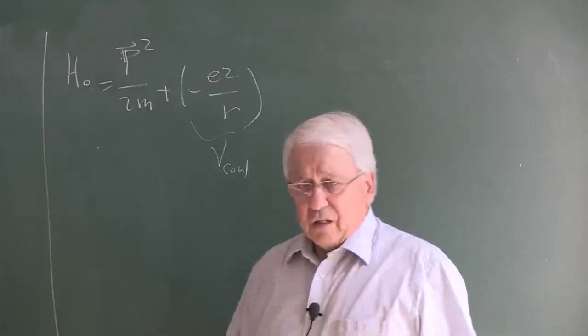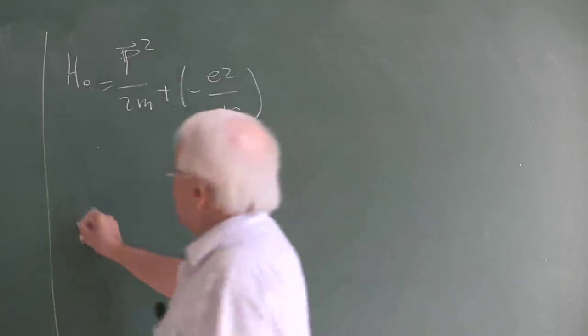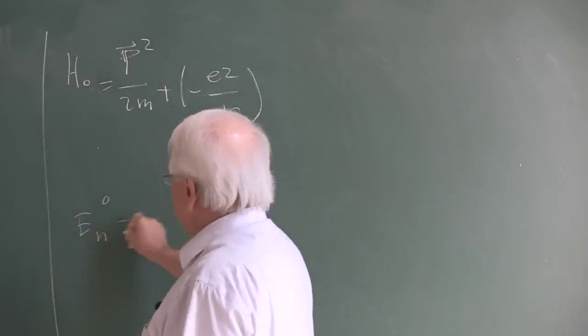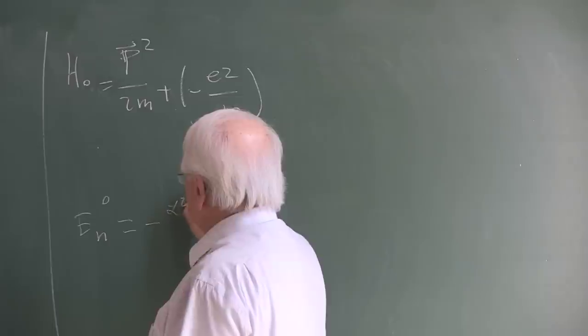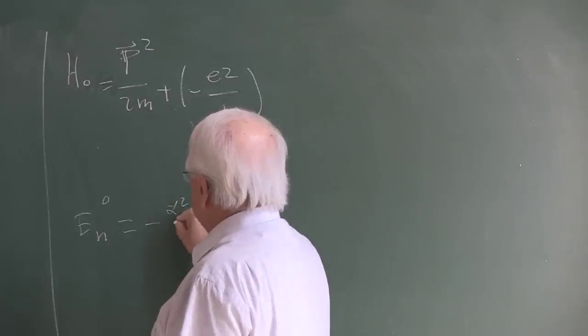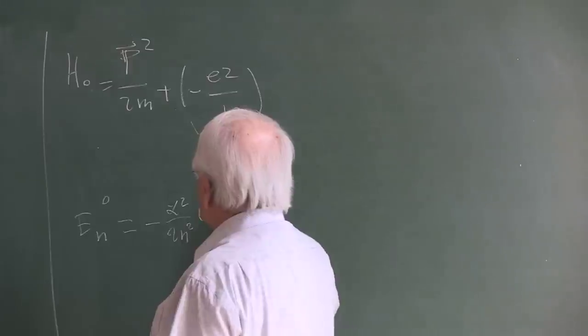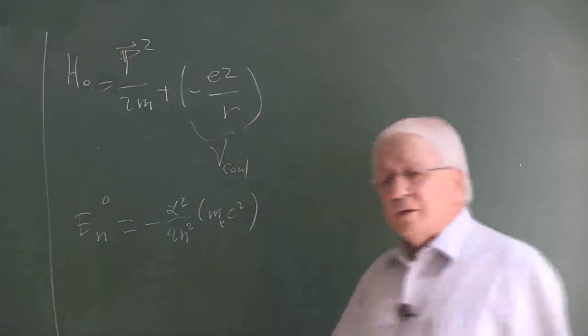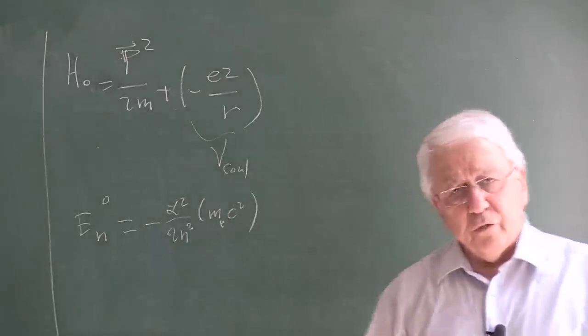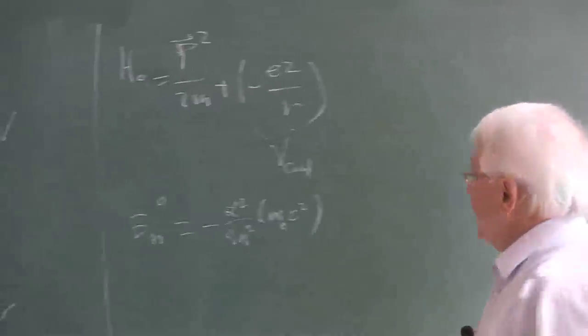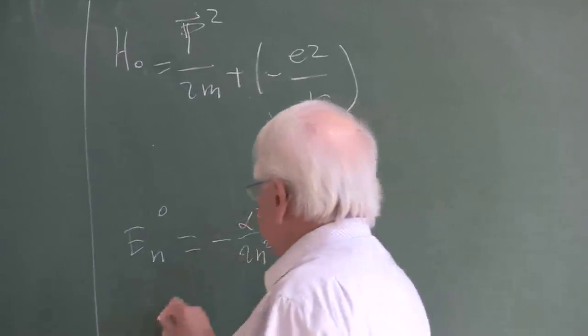And if you solve this exactly using Schrodinger theory, the energy spectrum comes out to be minus alpha squared over 2n squared times m_e c squared. I prefer to write it in this beautiful fashion. Please get used to it. Alpha is the fine structure constant.